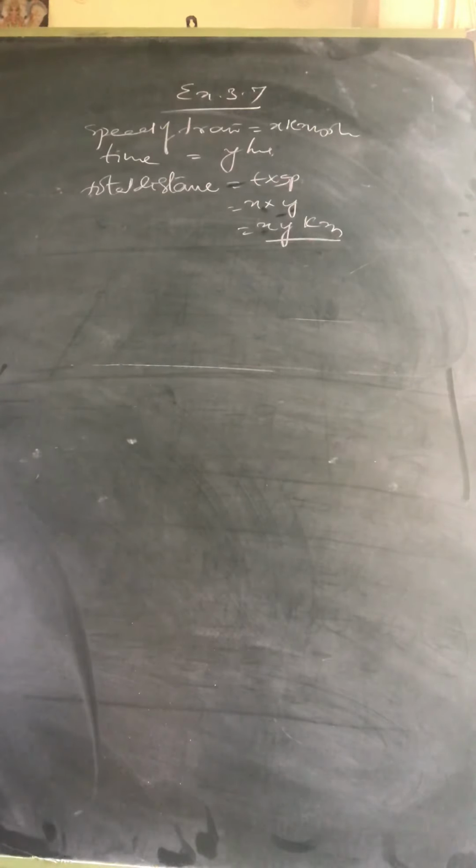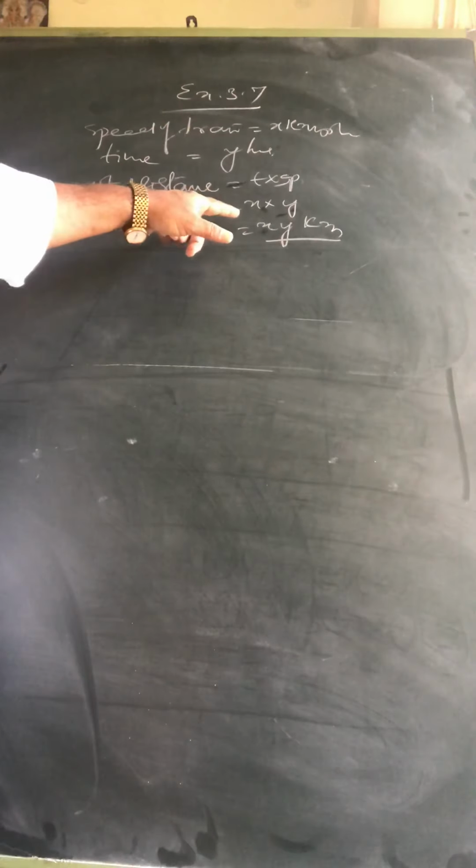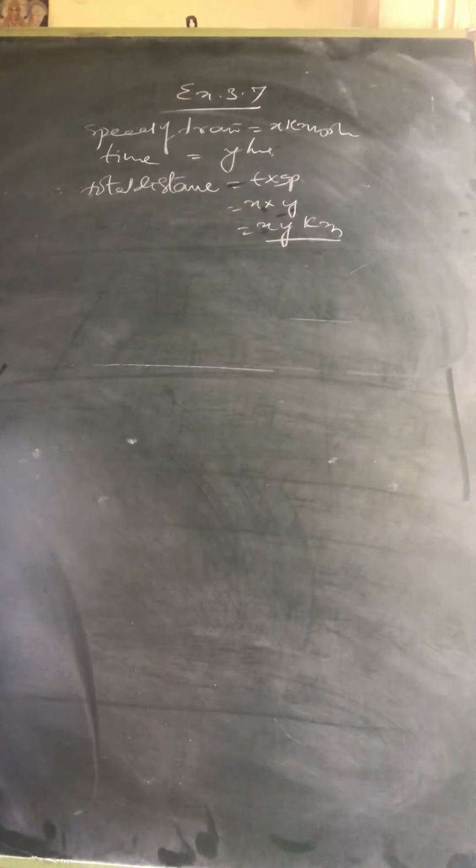So here we don't know what the speed of the train is and what time the train has taken to reach the destination. So we can take the speed of the train as x kilometers per hour and the time as y hours. Therefore the total distance is equal to time into speed, which is x into y, xy kilometers. It is the total distance.